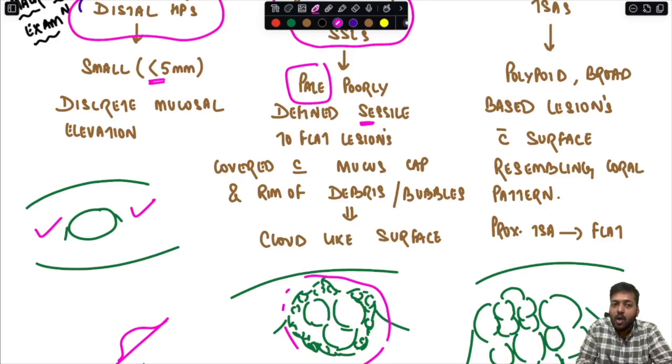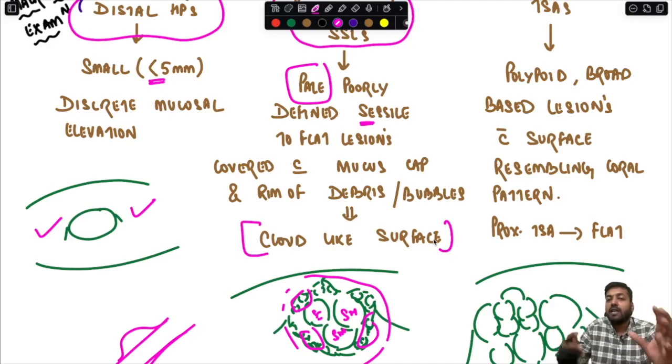This is sessile. Or it can also present as a completely flat lesion. These lesions are covered with a mucus cap and a rim of debris. You can see at this particular area there is a rim of debris which is formed, and this is the surface mucus cap. Overall this gives a cloud-like surface.